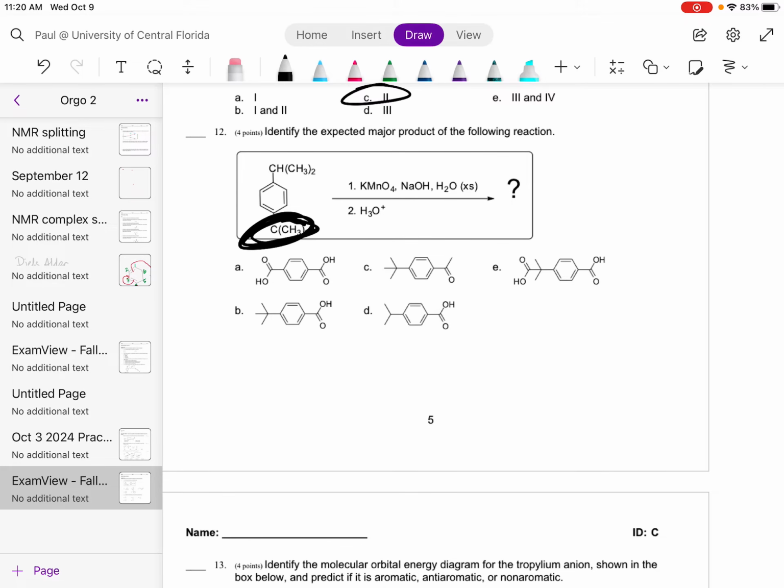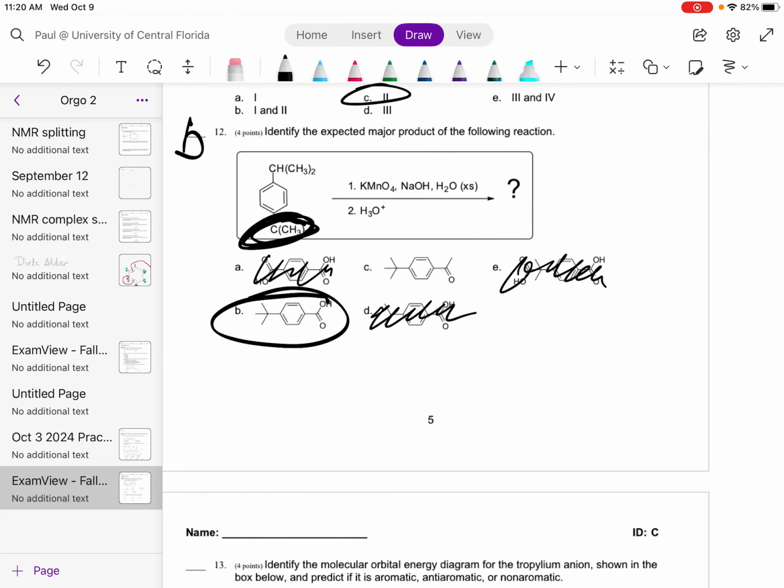So what is that group right there? That's just a tert-butyl. So we're trying to find answers with the tert-butyl. Just looking for that tert-butyl, that one's out of the picture, that one's out of the picture right there. So now it's just between B and C. And we now need to remember, what is the benzylic carbon going to be oxidized to? That's going to be the carboxylic acid. Okay, so that would give us that as our product. So answer choice B.